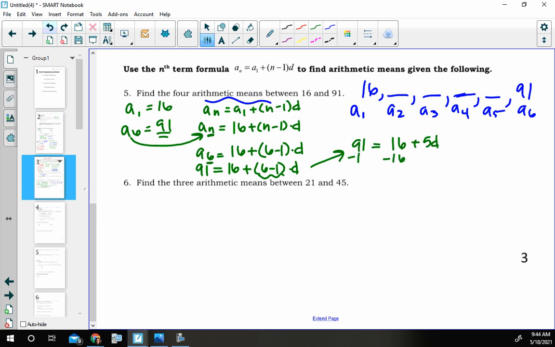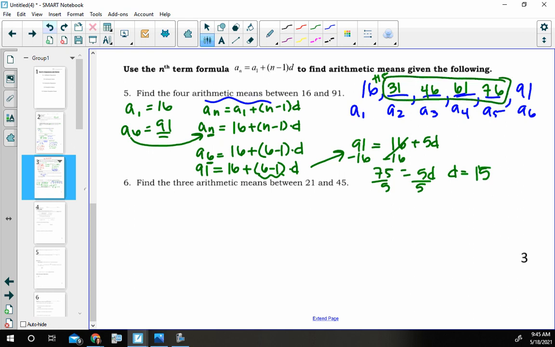I can subtract 16 and divide by 5. So the distance I'm traveling is 15. Now all I have to do is add 15: 16 plus 15 is 31, add 15, 46, add 15, 61, add 15, 76. And if I add 15, I should get to 91. That's my double check that I used the right difference.